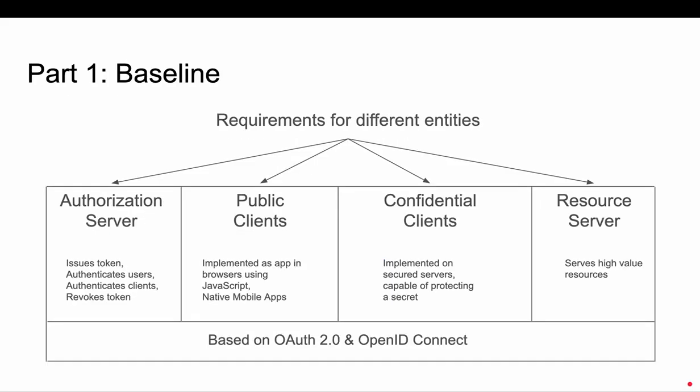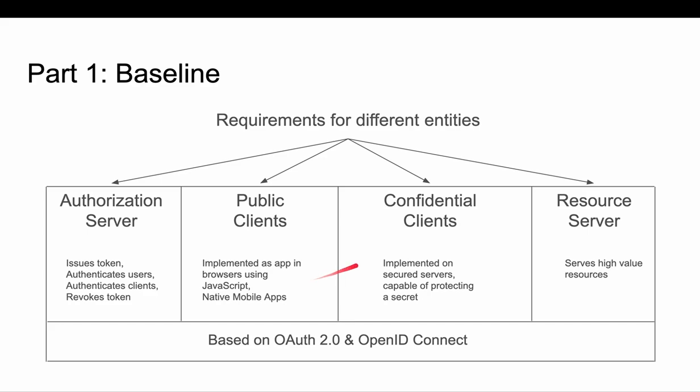So specifically, Part 1, the baseline section of the spec, talks about different entities within the whole OpenID Connect and OAuth environment. So first of all, about authorization servers. And it's all about how tokens should be issued, how users should be authenticated, how clients should be authenticated, and how tokens should be revoked. This all applies to the authorization server. It also talks about public clients. Public clients are usually implemented in JavaScript or native mobile apps. If you don't know what public clients are, then you may want to watch my video about them.